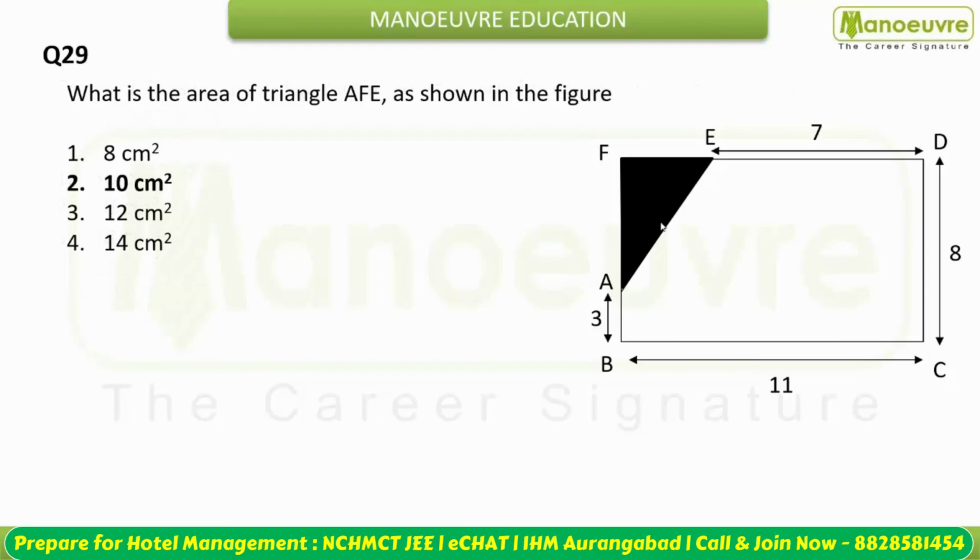Next, again the same question, you have to find out the area of the triangle AFE, which we did in the last part. This is going to be your 10 centimeter square.